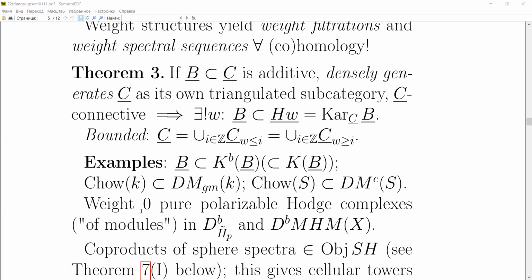This theorem also can be used for the graded polarizable Hodge complex category. And so you should consider weight zero pure polarizable Hodge complexes, because polarizability is important here, since you don't want to have extensions of degree one. And there are also Hodge modules, at least on algebraic complex varieties, where this works as well.